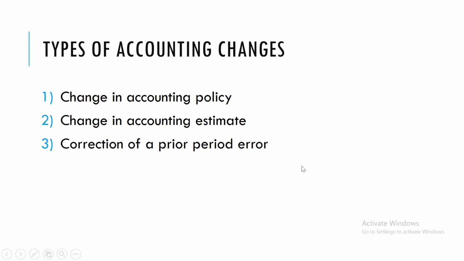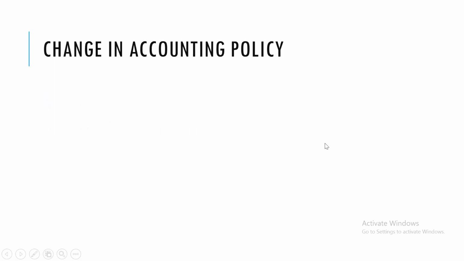And the third one is correction of a prior period error. So after the year end is done, the books have been closed, and financial statements have been finalized, after that point, you find an error in the prior period financial statements. So how do you go about correcting that? Let's look at each one of these changes in more detail for a greater explanation of each one.